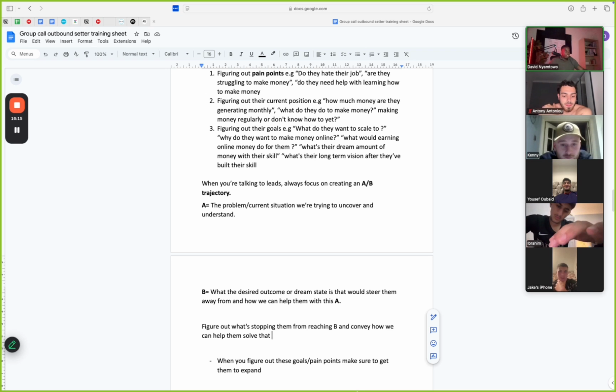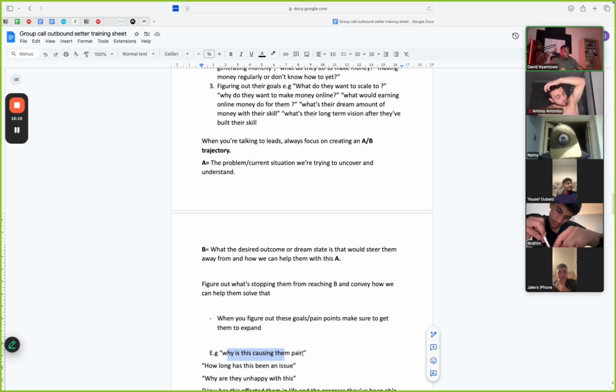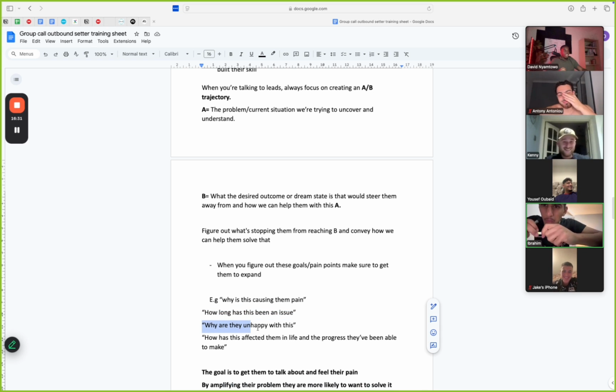So when you figure out these goals and these pain points, you want to get them to expand. You know what I mean? Like I said, why is this causing them pain? Like, why is their gooning addiction causing them to be in so much pain? You know what I mean? How long has this been an issue for? Like, why are they unhappy with this? How has this affected them in life and the progress that they've been able to see?